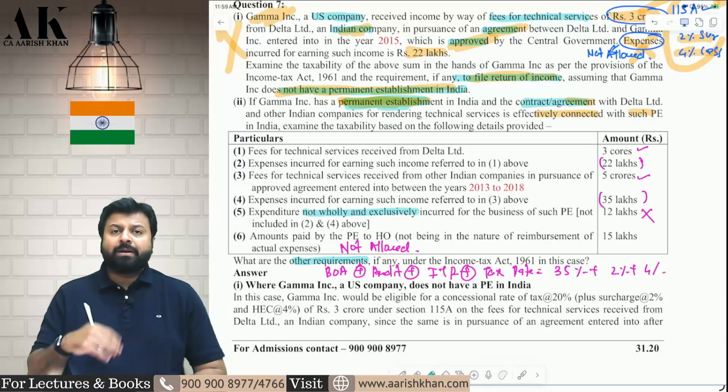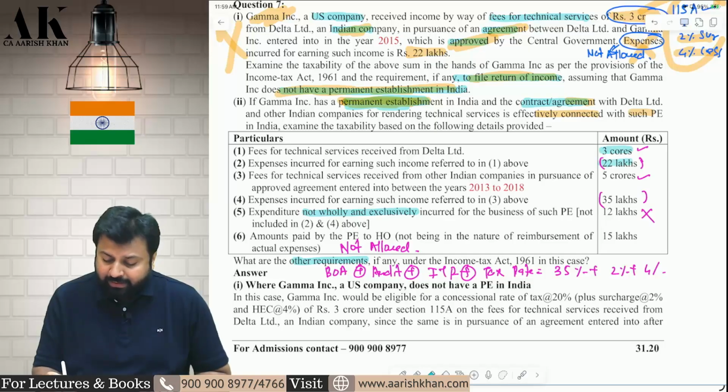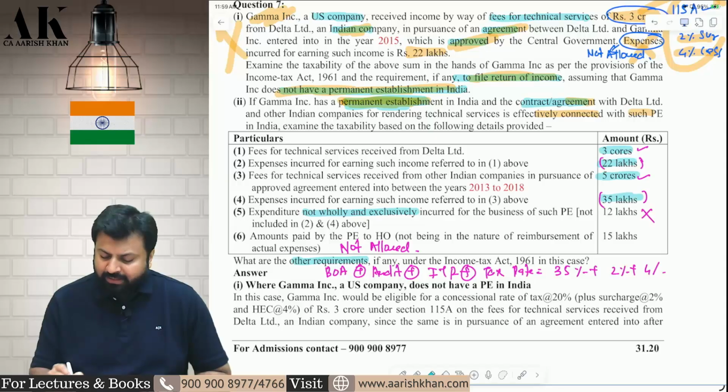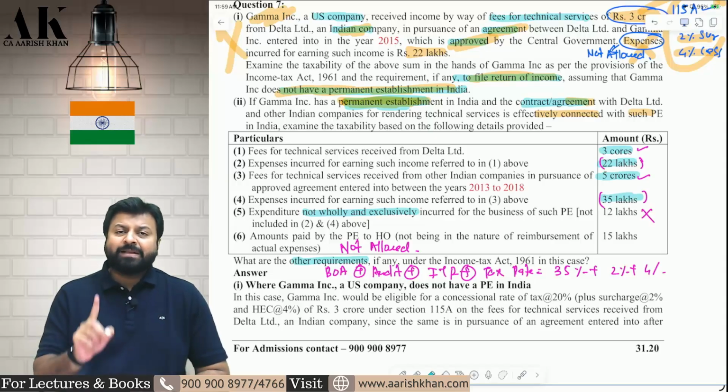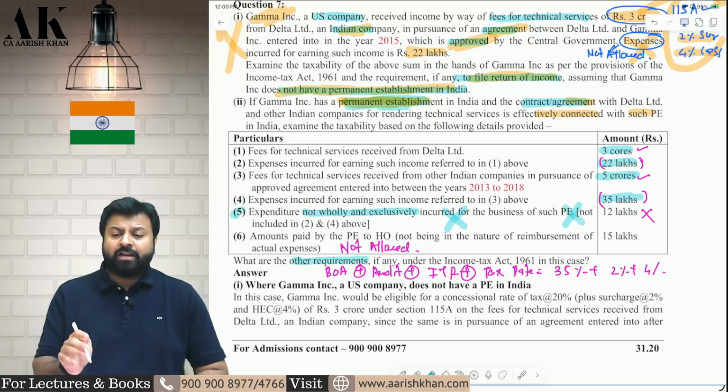If that company has a permanent establishment in India, then 44DA will apply. In 44DA, you will take income, you will reduce expenses. 3 crore minus 22 lakhs. Again, you will take 5 crore minus 35 lakhs. But any expense which is not wholly and exclusively for Indian branch will not be allowed. Therefore, this point number 5 will not be allowed, because this is not only and exclusively for Indian branch, therefore that will not be allowed as a deduction.